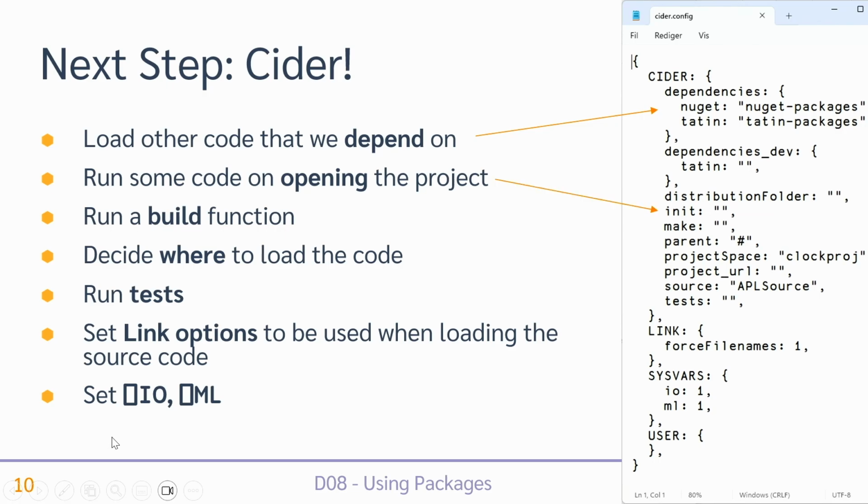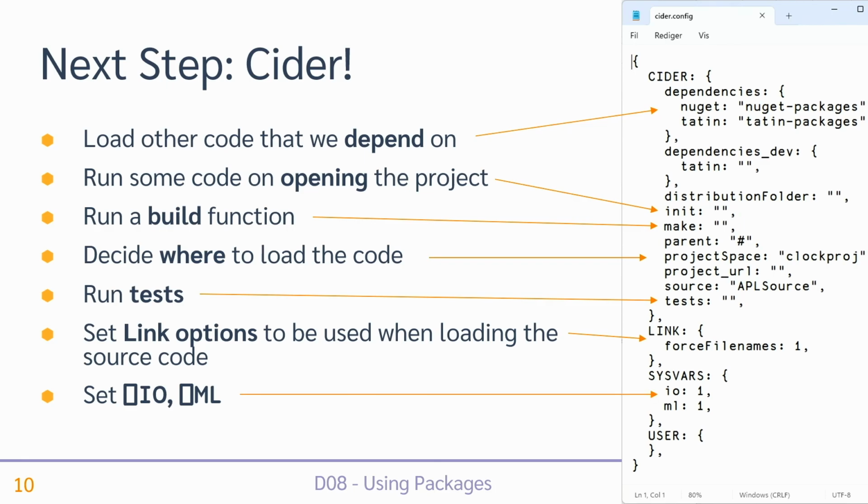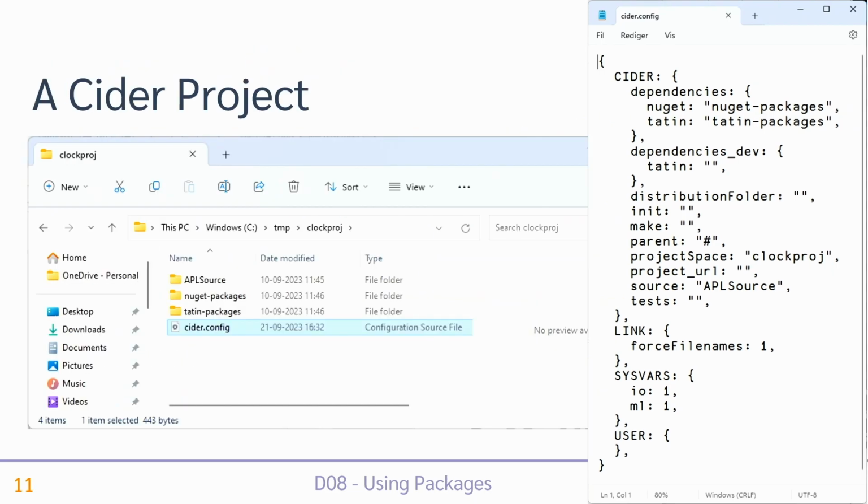There's an init, like a quadlx. There's a make. There's a project space to load it into. There's a declaration of how to run tests. There's link options if you want to use non-default link settings. You can declare system variables in the configuration file, and there's a user-defined section as well.